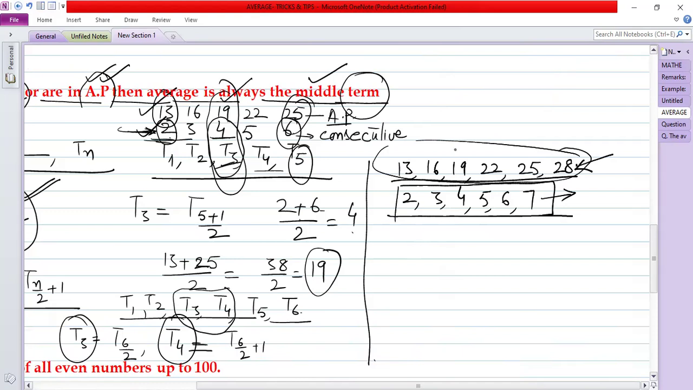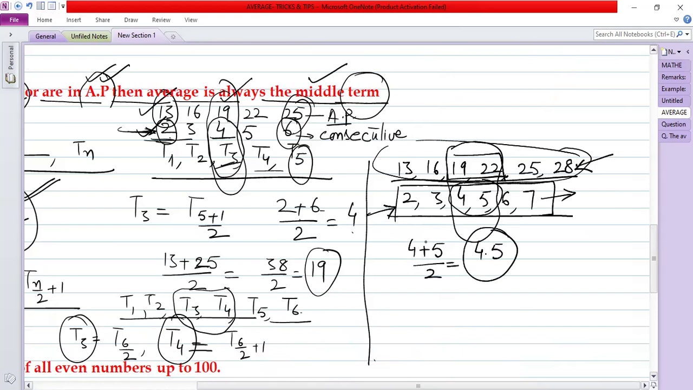So in both cases, you can very well see that these two terms, here 4 and 5, are the two middle terms, and here 19 and 22 are the middle terms. So for this series, what will be the average? Average will be 4 plus 5 divided by 2, that is 4.5.